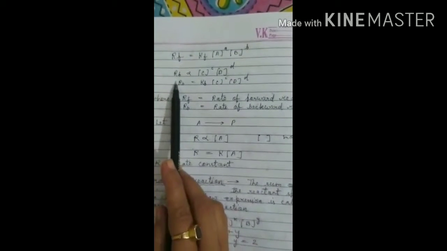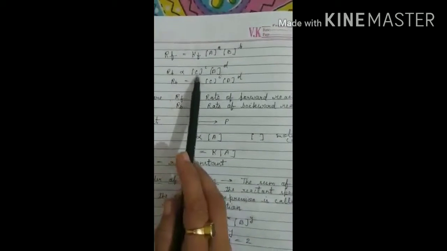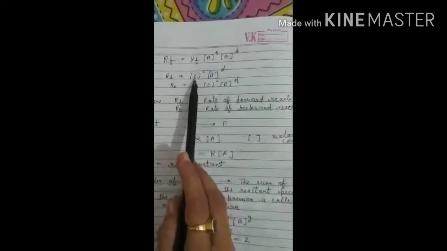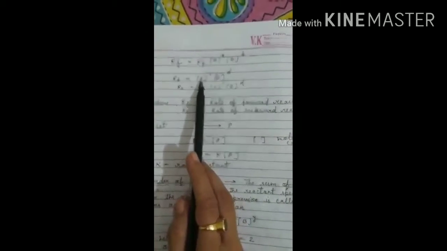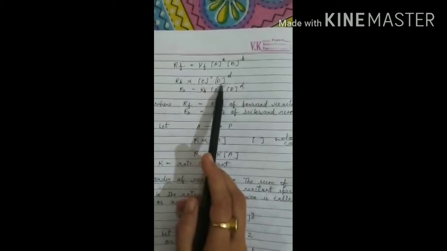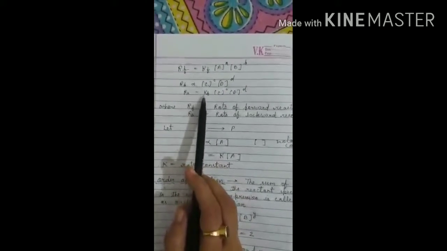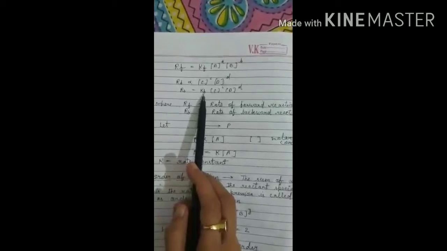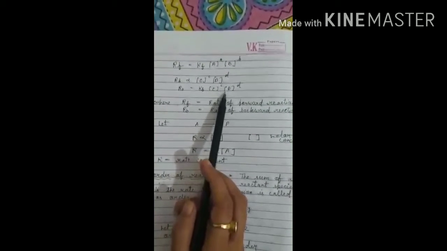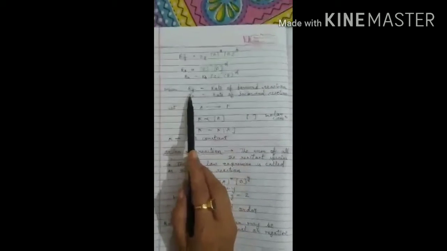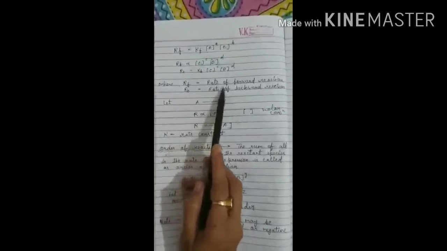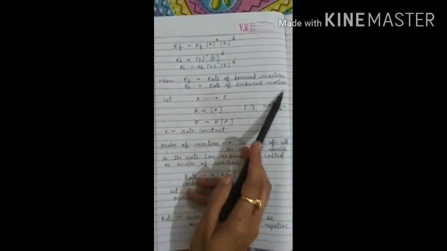Rate of reaction always depends upon the molar concentration of reactant. So now C and D become reactants, so it becomes [C] raised to the power c and [D] raised to the power d. For the backward reaction, we have to write a constant Kb, so it becomes Kb [C]^c [D]^d. Here I have written Rf and Rb as the rate of forward reaction and rate of backward reaction.